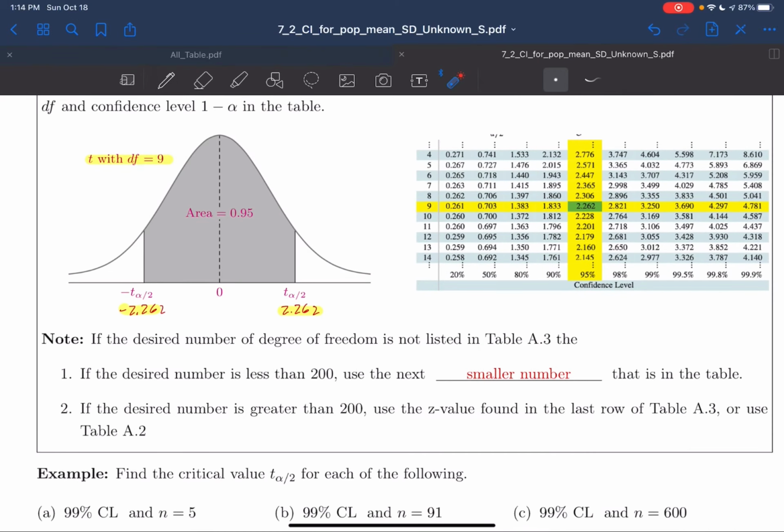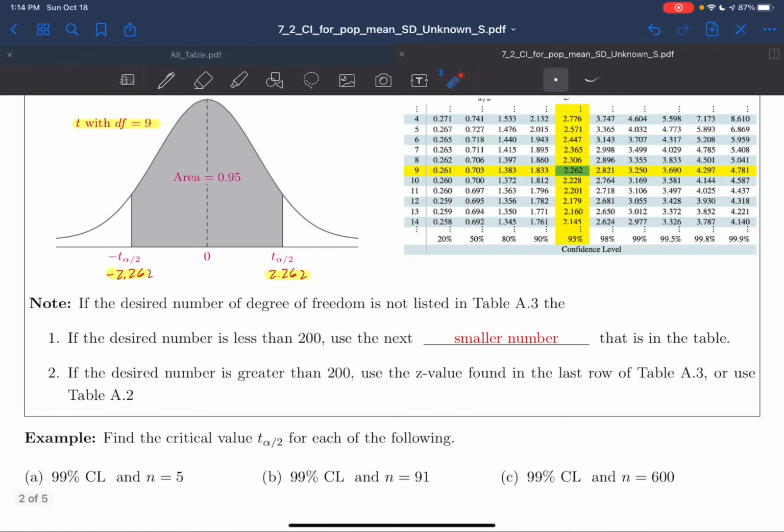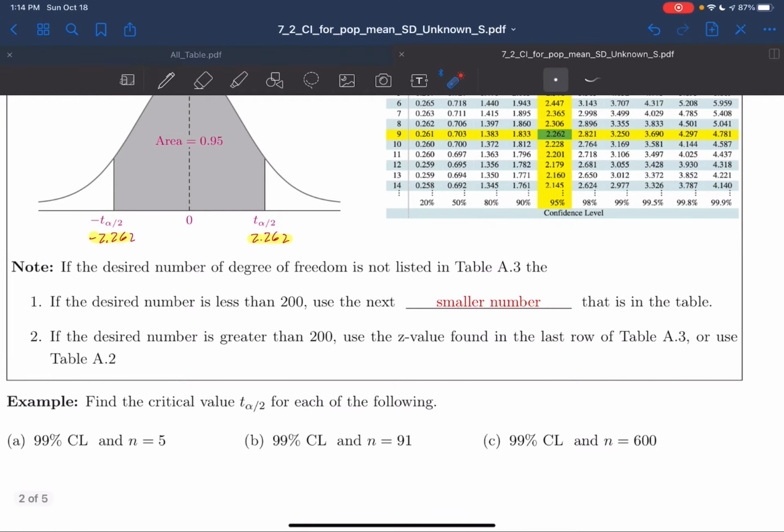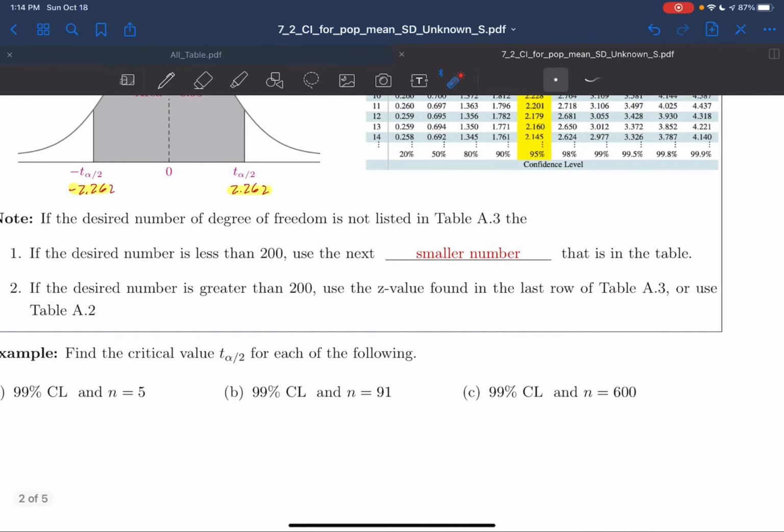Other things you want to look out for is that if the desired number of degrees of freedom is not listed in the table, then you have a couple of choices. If the desired number is less than 200, so if your degree of freedom is less than 200 and it's not in your table, then you just use the next smaller number in the table, and that will be your degree of freedom. If the desired number is greater than 200, so let's say your degree of freedom was more than 200, then we actually use the z value found in the last row.